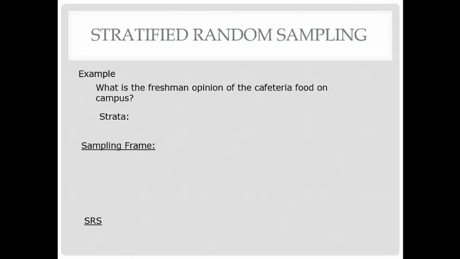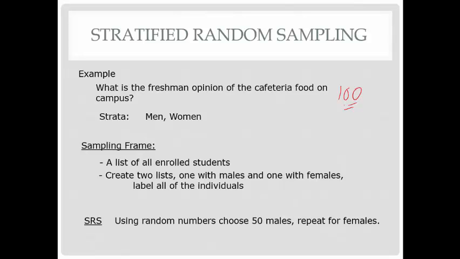Prior to all this, let's just say freshman opinion on food, let's say we just go and we want to get 100 people. Well, if we just did random sampling, if we just did an SRS, there's no guarantee that we get 50 of each. Now, chances are we'd probably get about 50 guys, about 50 girls. But how do we guarantee guys and girls? We use stratified random sampling.